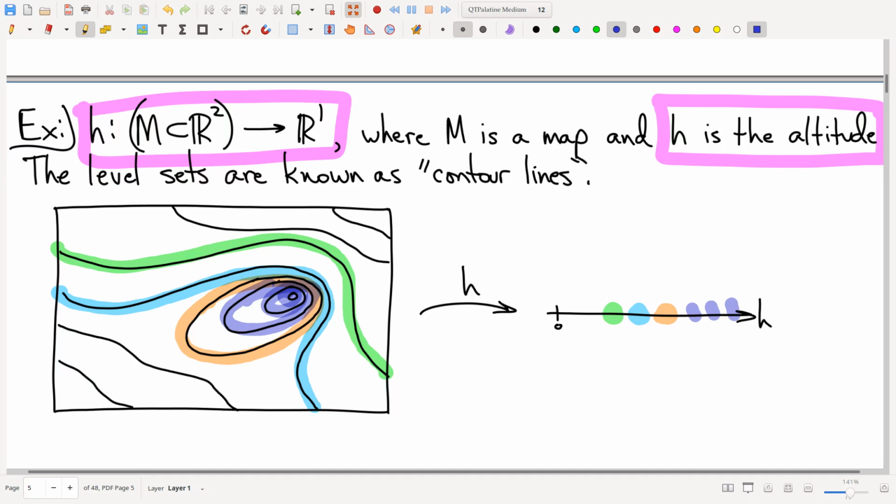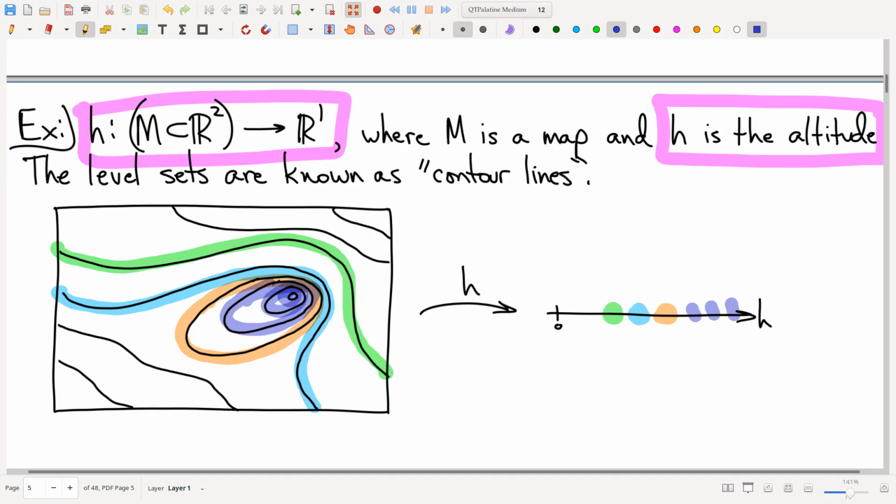Now, is it as good as a graph? No. I mean, pros and cons, I guess. But this is not the same as actually looking at the mountain. And there are gaps. Like, I don't have any information about what's going on in here. I didn't draw those level sets in here. But it's better than nothing, and it has its merits.